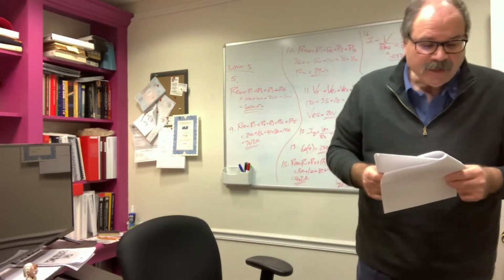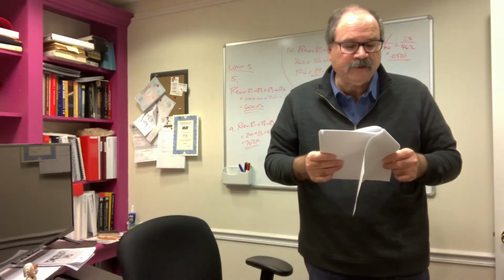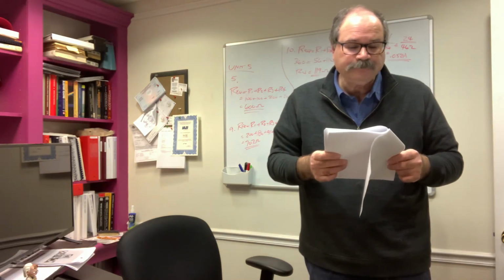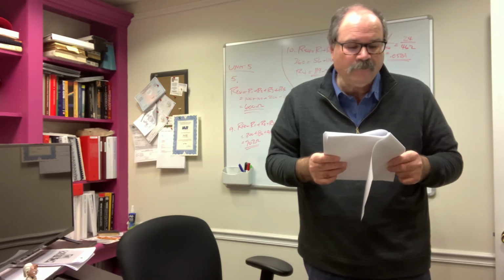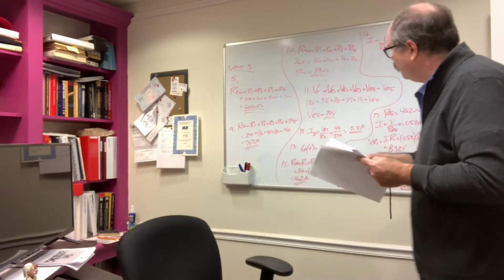Question 10. A series circuit contains 4 resistors. The total resistance of the circuit is 360 ohms. 3 of the resistors have values of 56 ohms, 110 ohms, and 75 ohms. What is the value of the 4th resistor?